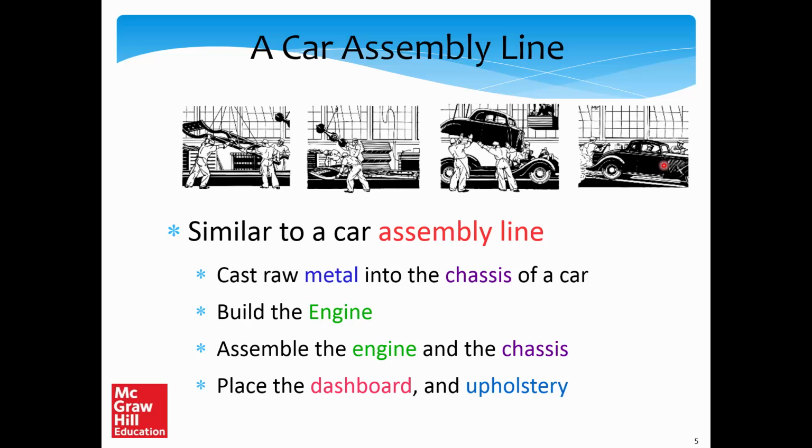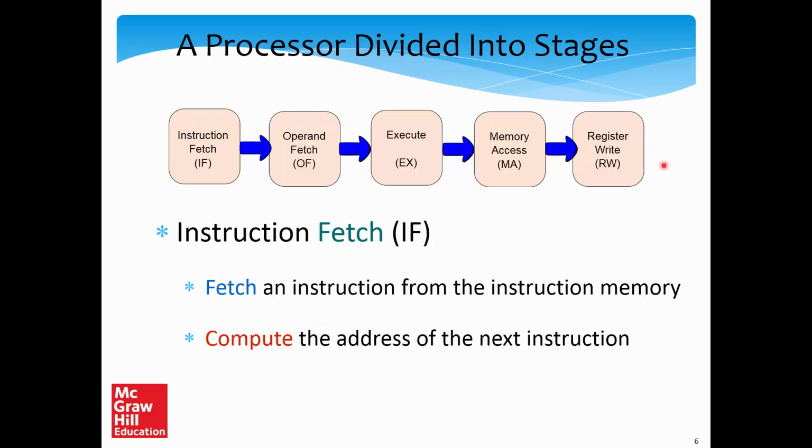Similarly, an instruction also goes through various stages. At each stage, some amount of processing is done to an instruction, and then from that stage it moves to the subsequent stage. Similarly, we can divide a processor into multiple stages. It is typical to divide the processing of an instruction into 5 stages.